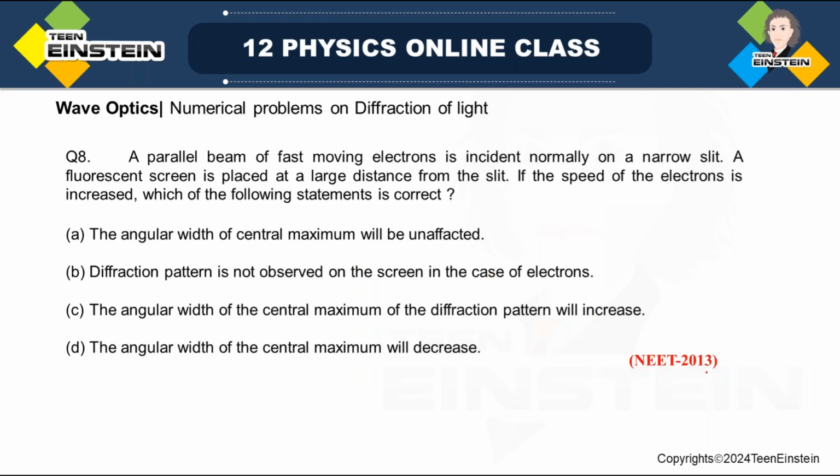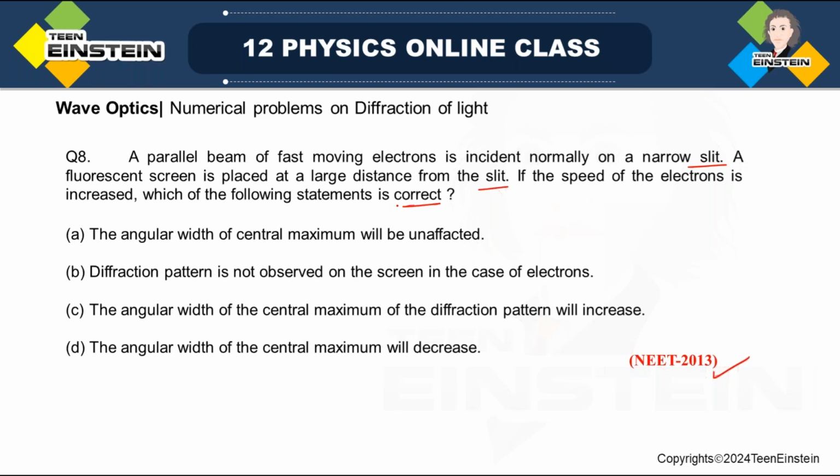Questions from the NEET UG paper 2013. A parallel beam of fast moving electrons is incident normally on a narrow slit. A fluorescent screen is placed at a large distance from the slit. That means diffraction is happening. The speed of the electron is increased. Which of the following statements is correct?